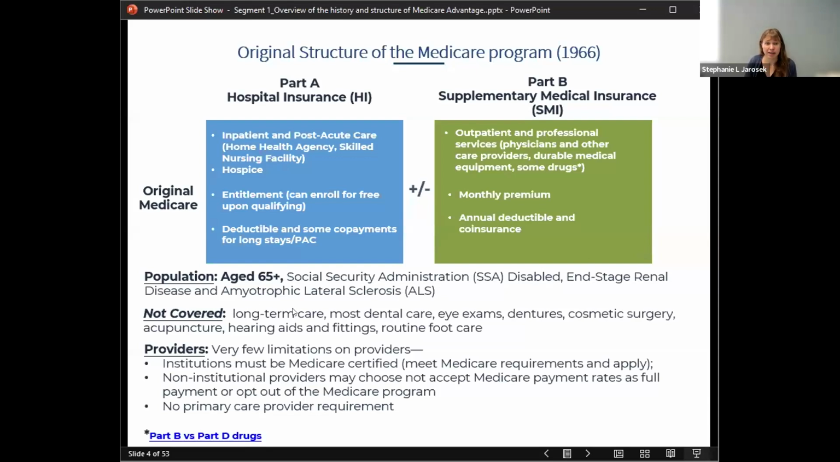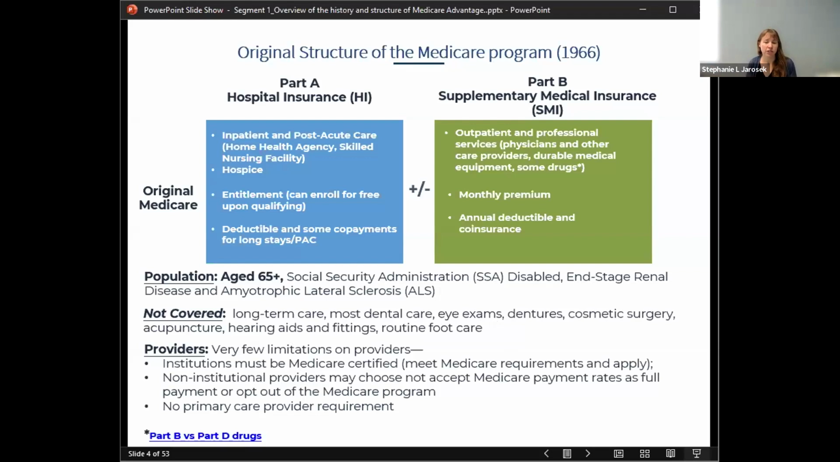Services that are not covered by Medicare: long-term care, most dental care, eye exams, dentures, cosmetic surgery, acupuncture, hearing aids, routine foot care. So there are things that are just not covered by the original Medicare program as it was designed. But in terms of providers, there are very few limitations. So institutions typically apply to become Medicare certified. And then there are some requirements that they have to meet, but once they're Medicare certified, any Medicare beneficiary can go to any Medicare certified facility.